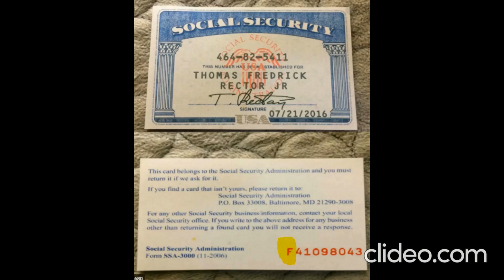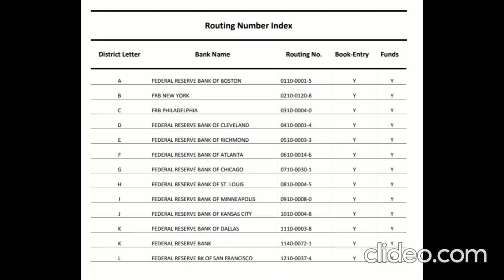The letter on your Social Security card or on your birth certificate shows what bank owns you. I am owned by the Reserve in San Francisco, L. What does it mean we are owned? Federal Reserve owns our bodies, but not our souls. And recently someone asked me about clones.